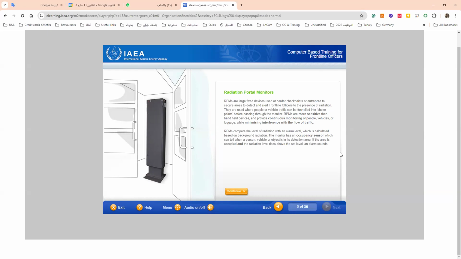An RPM compares the level of radiation with an alarm level, which is calculated based on the background radiation. This monitor has an occupancy sensor, which can tell when a person or vehicle or an object is in the detection area. If the area is occupied and the radiation level is raised above the set level, an alarm sounds.